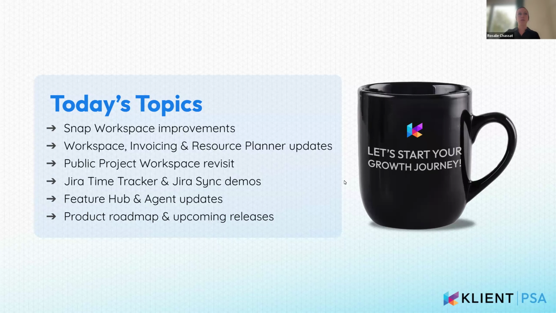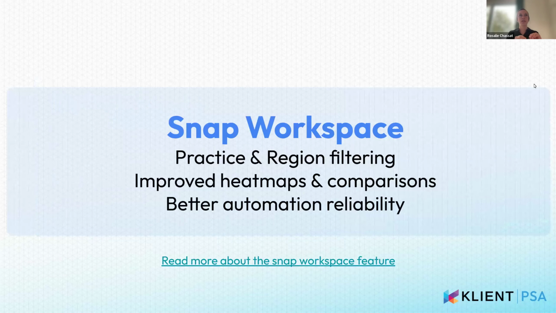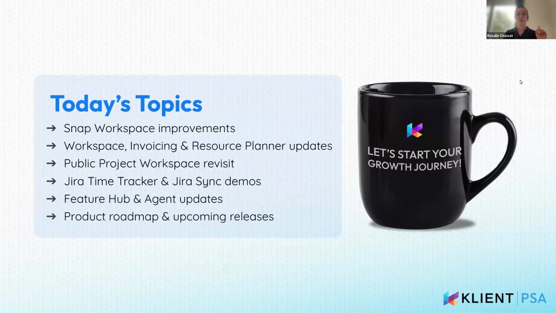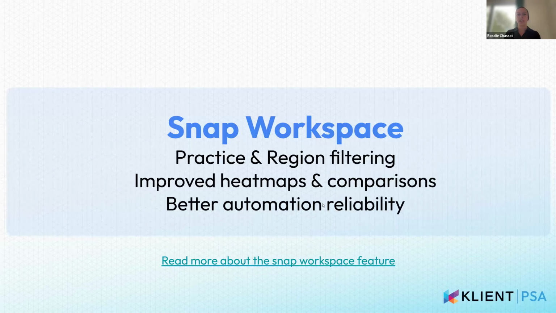So instead of going release by release, we'll just group it by feature. We'll start with the Snap. We'll also talk about small improvements in the workspace, invoice, resource planner. We'll show Public Project Workspace, Jira Time Tracker, and Jira Sync demos. First time we're demoing those two features. Then we'll finish with some updates on agents and Feature Hub, and then product roadmap, upcoming release, etc. So let's jump in with our very first updates.